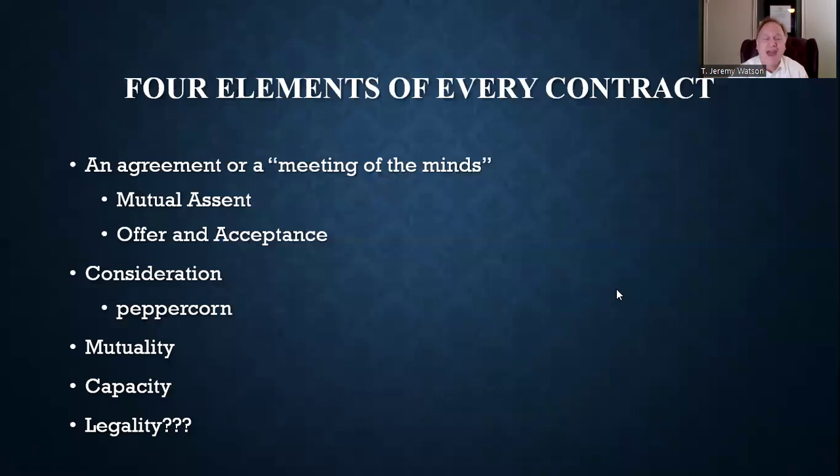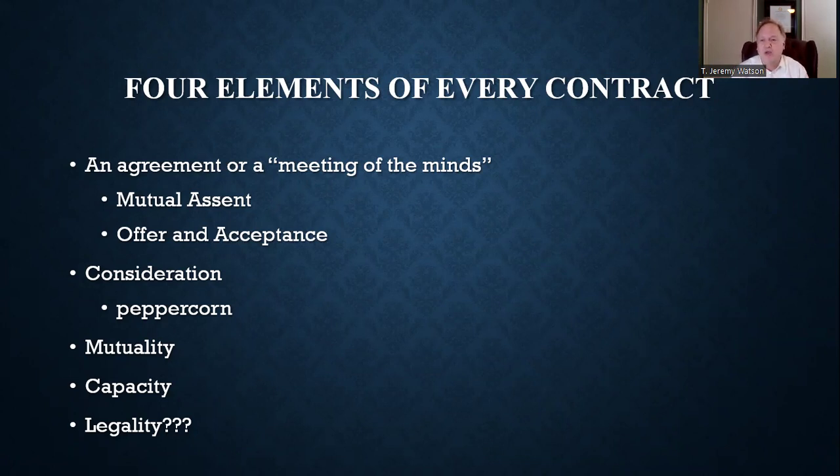The first element of every contract is an agreement, right? You sometimes hear that called a meeting of the minds. Both sides had to agree on the same thing. And we'll look at that in the next chapters, where we're going to split that down even smaller. We'll spend an entire chapter on what is an agreement. It's a meeting of the minds. Both sides have to agree to exactly the same thing.